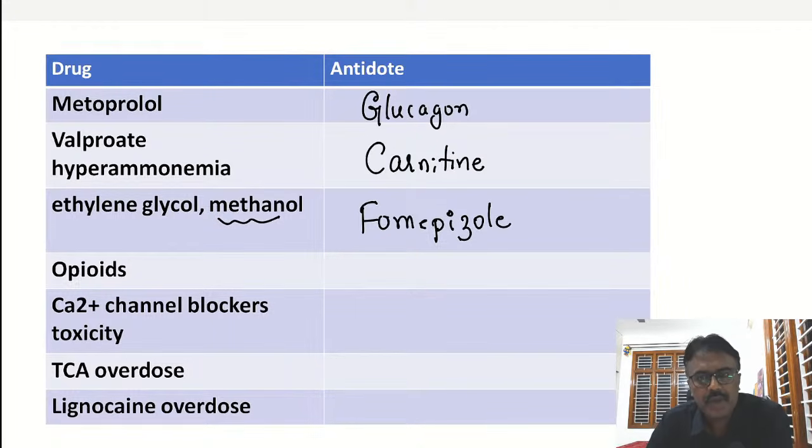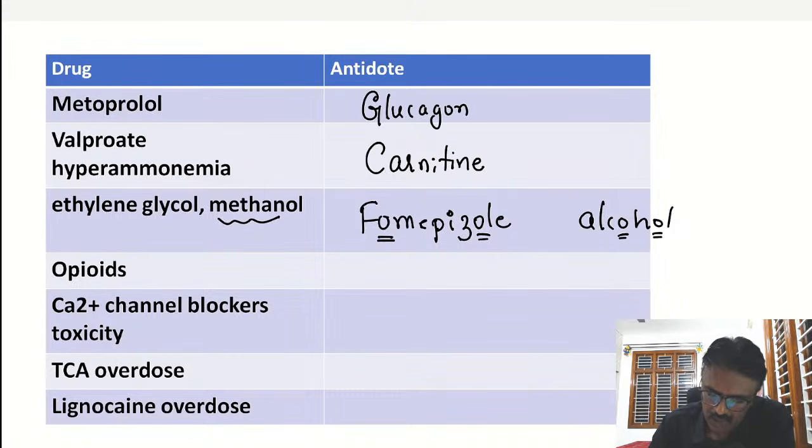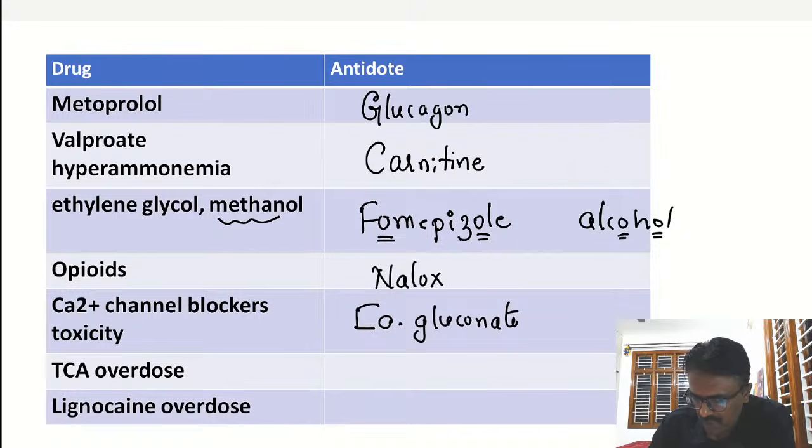Don't confuse fomepizole with flumazenil. Remember, fomepizole has two O's and alcohol has two O's. So if the question comes, you should tell OO. Then opioids, I told you. Calcium channel blocker toxicity, it is calcium gluconate. Let me write for opioid also, naloxone. TCA overdose also I told you, it is sodium bicarbonate. And the last one is for you to answer. For lignocaine, what will you give?